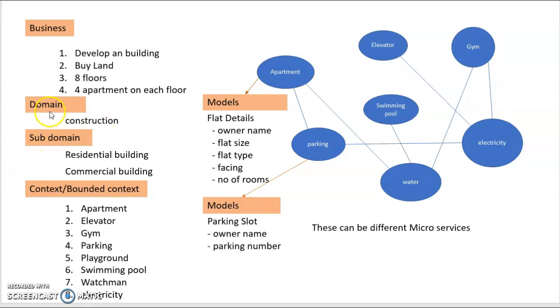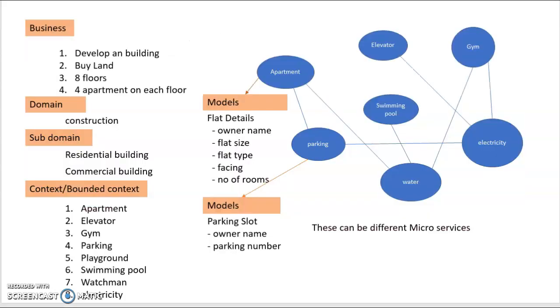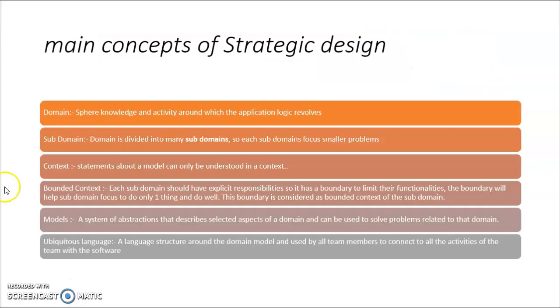So let's start with the first business object, that is domain. Domain is nothing but a sphere of knowledge and activity around which the application logic revolves. So everything is based on the domain. In our case, construction is our domain. Then let's talk about the subdomain. A domain is divided into many subdomains, and each subdomain focuses on smaller problems.